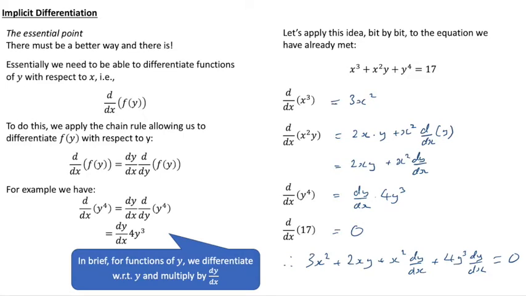So we had x cubed plus x squared y plus y to the 4 equals 17. When we differentiate, the x cubed becomes 3x squared. So then we add on the differentiated x squared y, which gives us 2xy plus x squared dy by dx. Then we add on the differentiated y to the power of 4, which gives us 4y cubed dy by dx, and that will then equal the 17 differentiated, which is 0. And we've got some of the way there, but we haven't finished yet, because that's not telling us what dy by dx is, which is what we want to know.